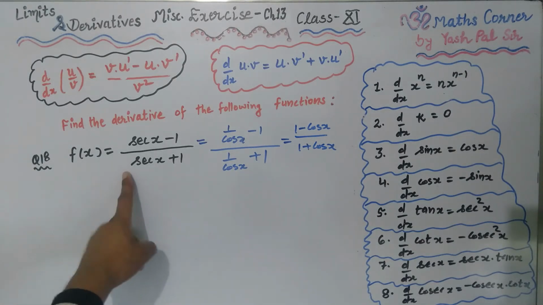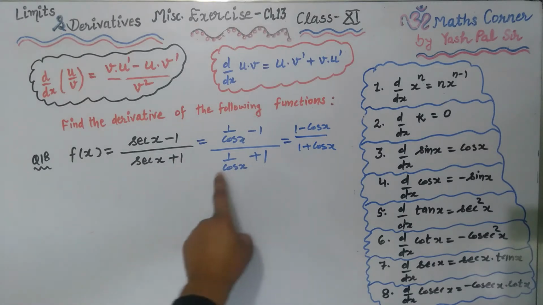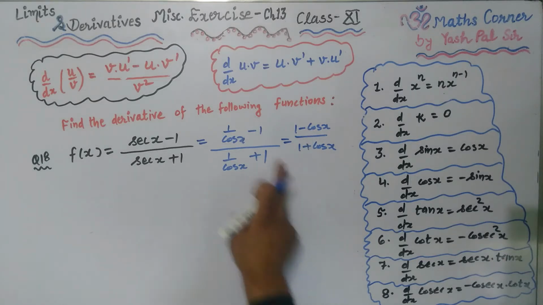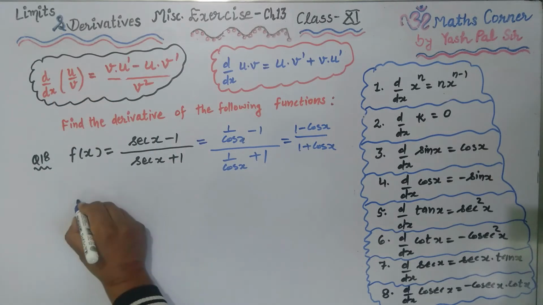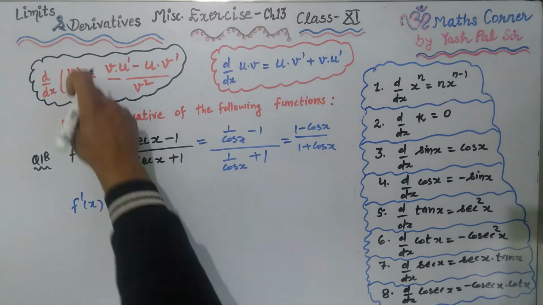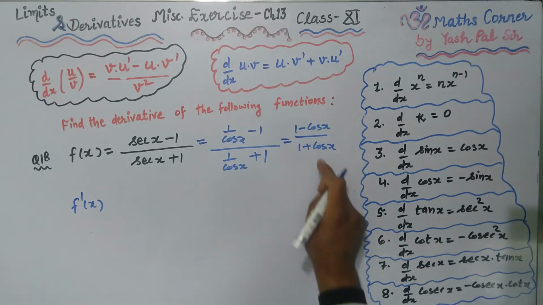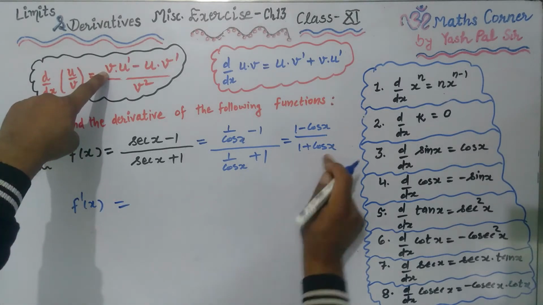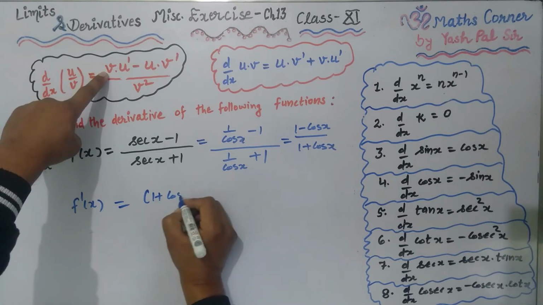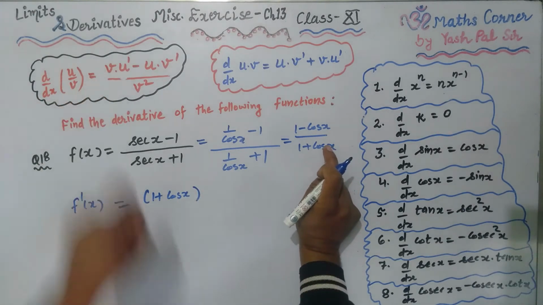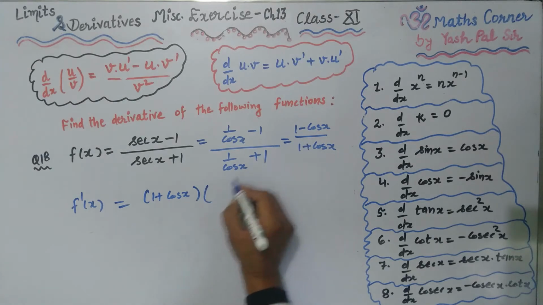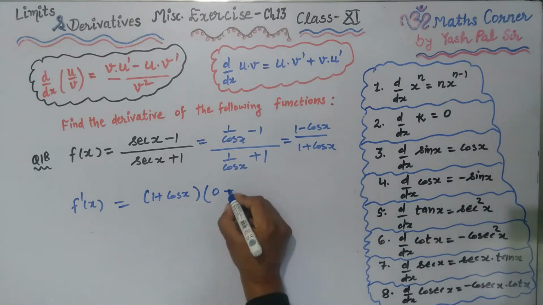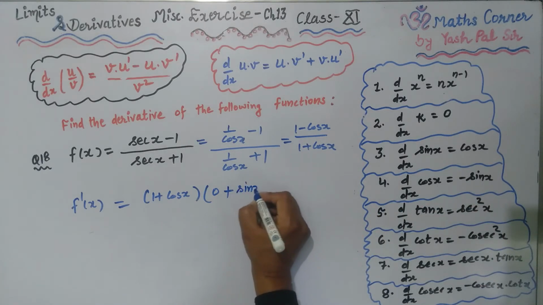No matter, we could also solve before simplifying this way. Okay, but if we have simplified, now we follow quotient rule, right? f dash x, u upon v. u is 1 minus cos x, v is 1 plus cos x. So first of all we write v meaning 1 plus cos x into u dash, meaning derivative of 1 is 0, minus cos x derivative is minus sine, minus minus becomes plus sin x.